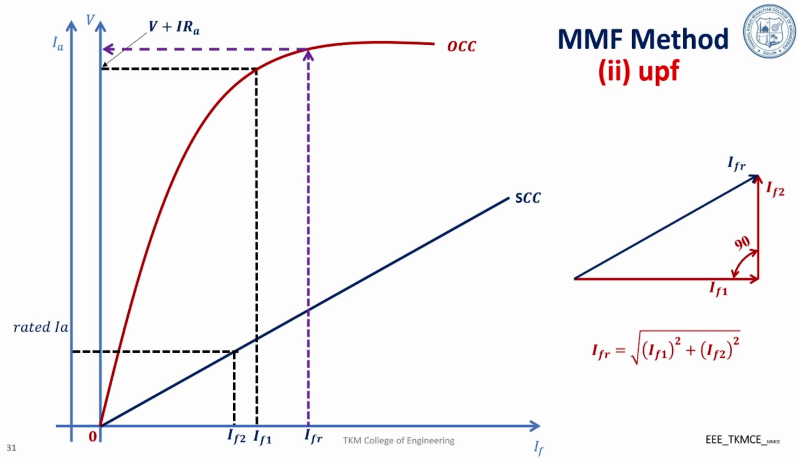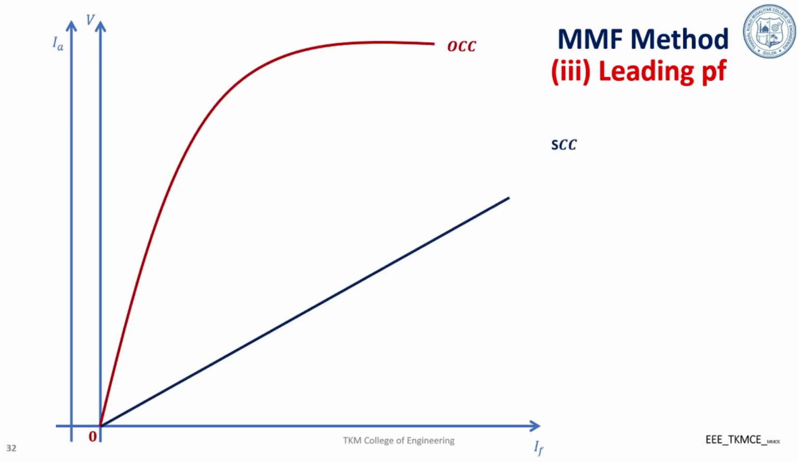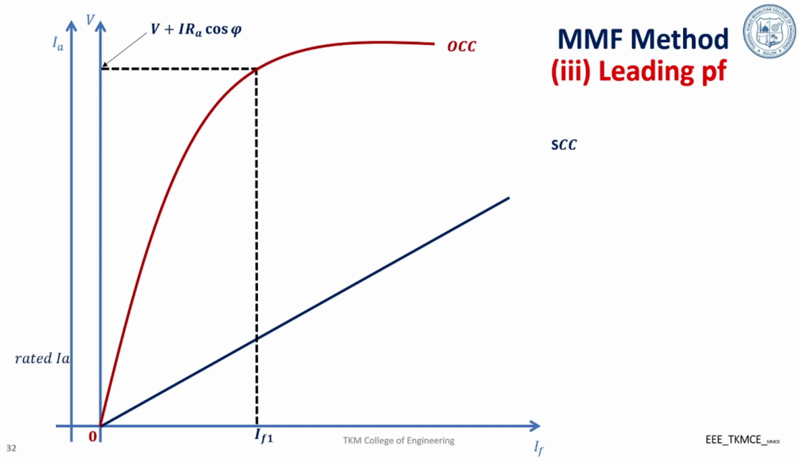That gives E0. Now let's consider the leading power factor condition. First of all, we need to plot the open circuit characteristics, then the short circuit characteristics, then we need to calculate E dash, and corresponding to E dash we need to note IF1, that is the field current required to generate E dash under open circuit condition. Then we need to measure IF2, that is the field current required to circulate rated armature current under short circuit condition.